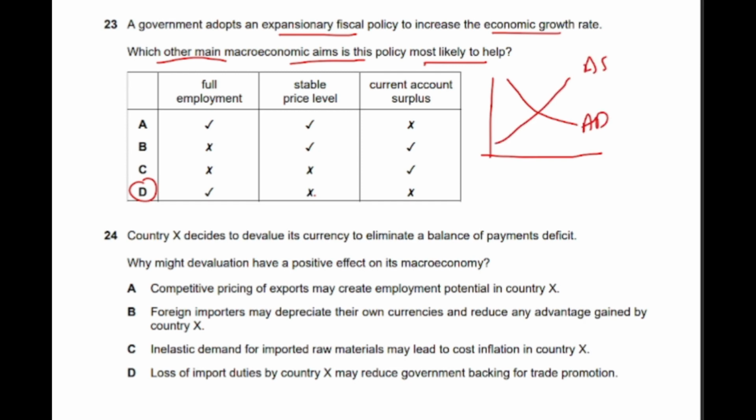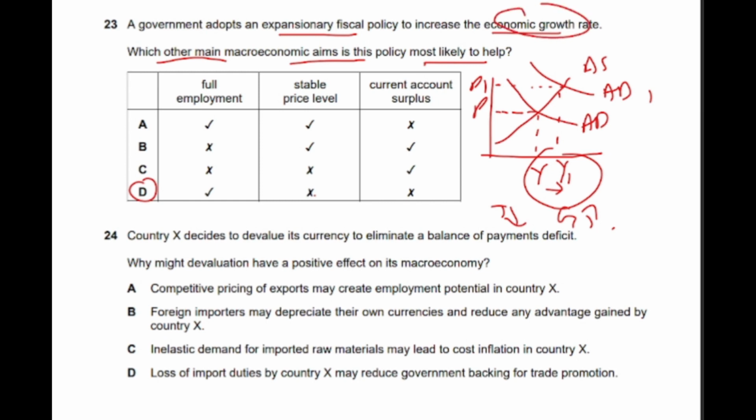So these are the aggregate demand and aggregate supply curves. Initially price is P and real GDP is Y. Expansionary policy reduces tax and increases government spending. As a result, aggregate demand will increase and the aggregate demand curve moves to the right. So the price level will increase. When the price level is increased, GDP is also increasing, so economic growth will be achieved. So this policy was aiming to achieve economic growth. However, stable prices are not achieved because prices are increasing.